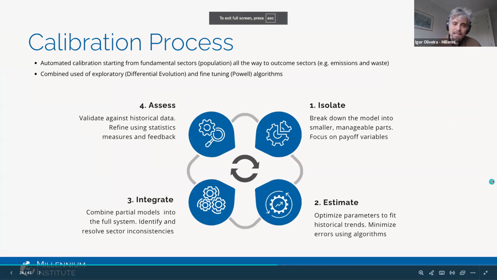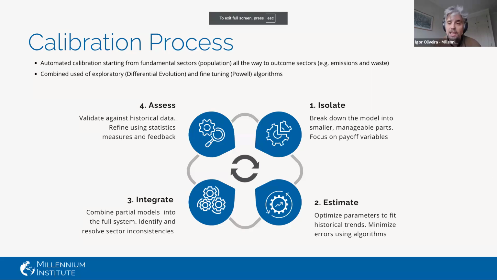So we first calibrate each sector in isolation. Then we slowly integrate the sectors together in a specific order, which in our case goes from the sectors that have less endogeneity to the sectors that have more endogeneity in the model. It's a safer way to do this type of calibration.